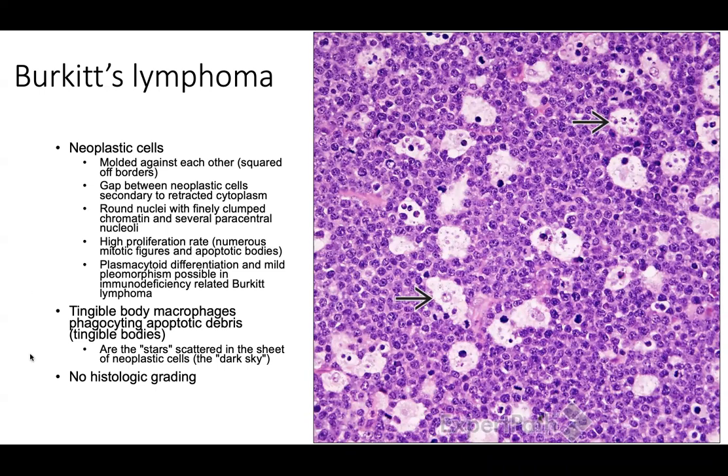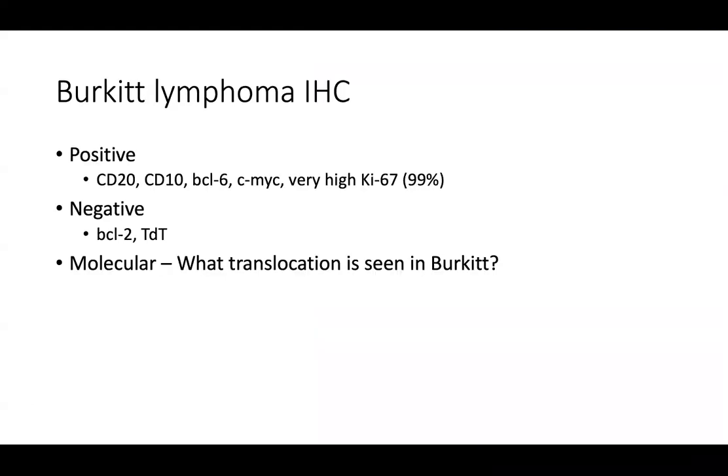As I mentioned, tingible body macrophages, which we often associate as being present in reactive lymphoid hyperplasia, but not present in the cutaneous lymphomas, you can see tingible body macrophages in this entity. These are macrophages, again, as I said, taking up apoptotic debris. That's the tingible bodies. And these are the stars in the scattered sheet of neoplastic cells, or the dark sky. No histologic grading is typically present for these entities.